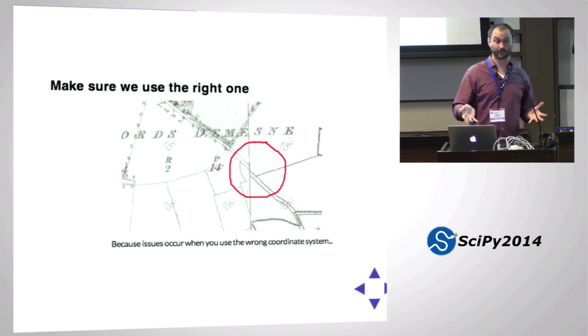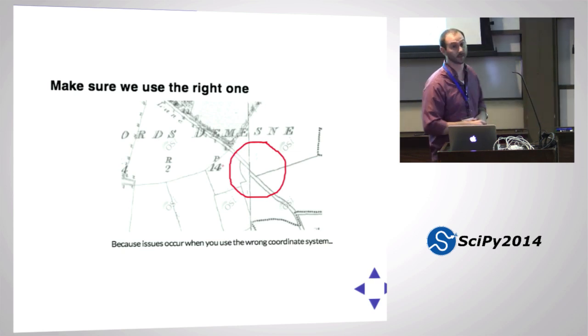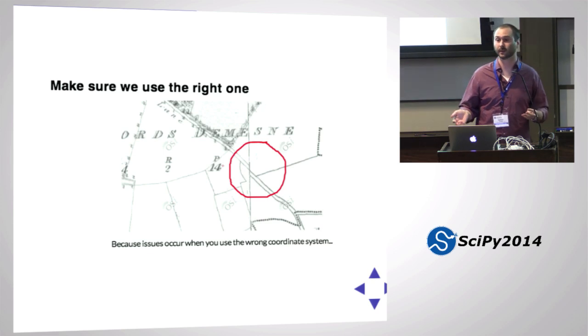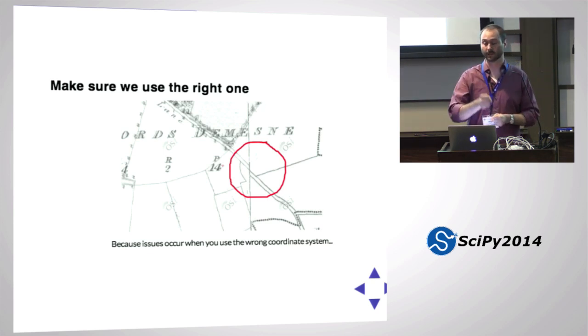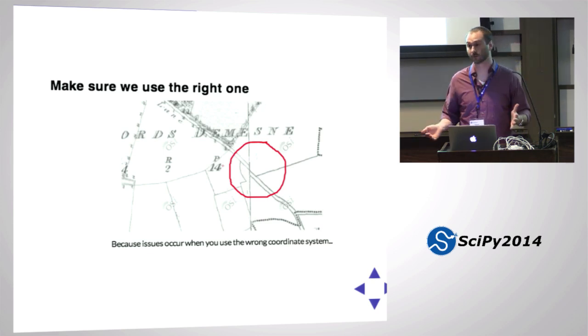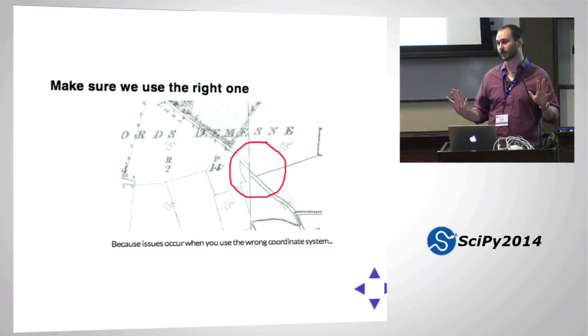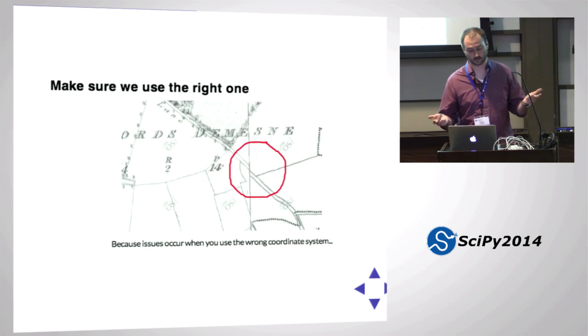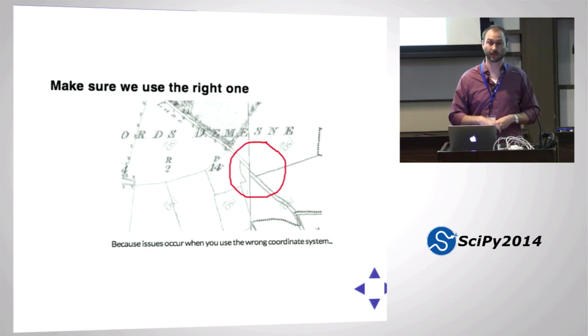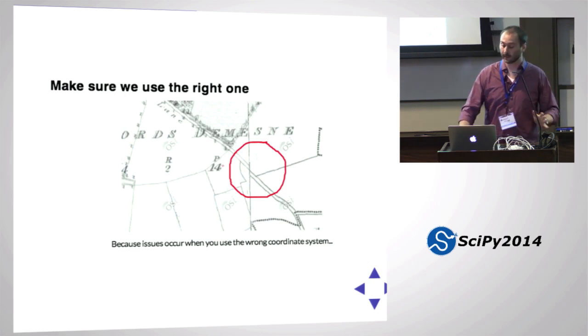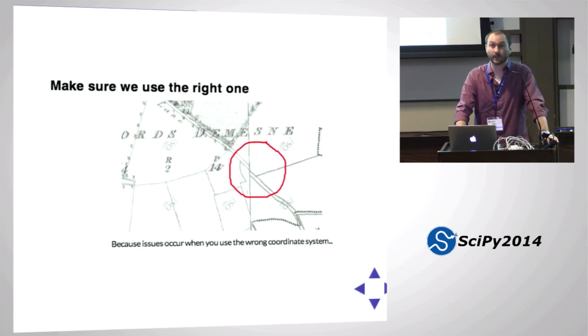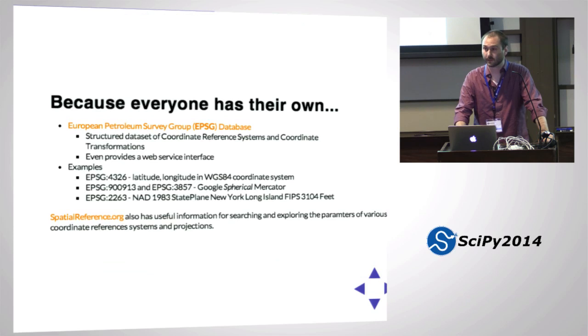And here is a mistake where the roads don't line up in a map of the officially referenced roads. So they used two different projections, tried to put them together, and it doesn't make sense. So that's obviously not good. Things happen when you use the wrong coordinate system, so we have to make sure we use the right one. And there are lots of different tools and ways to do that.